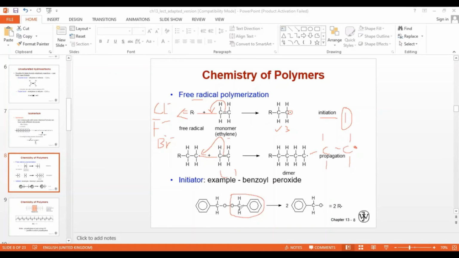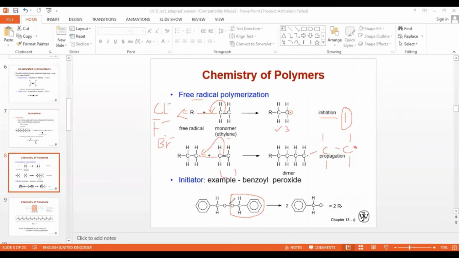Sorry, not C2, CH2 benzene O. Similarly, here I have CH2 benzene O, right? So this is a repetition unit. Here you see we have 2 of this one. This is 1, this is 2. 2 of benzene is there, CH2 is there, O is there, right?